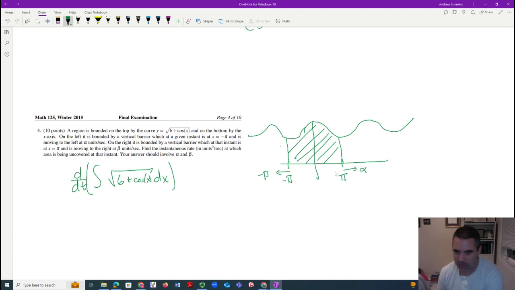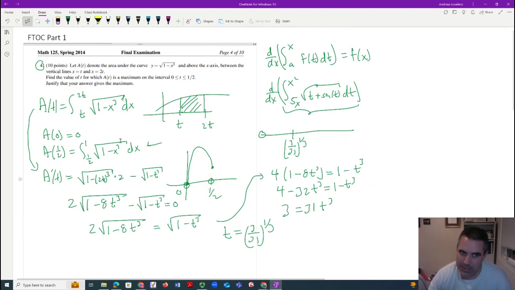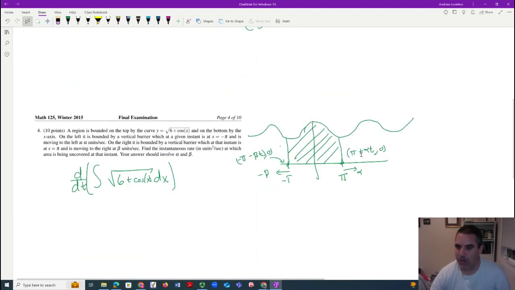Now, if those are constant values, then this point would be pi plus alpha t comma 0, and this point would be negative pi minus, well, it's moving to the right, beta. This is beta, I apologize. Just got to read carefully there. So this is alpha, and this is beta, comma 0. This is similar to the last one, but the last one, the formulas were a little simpler. The formulas were t and 2t. Now the formulas are pi plus alpha t.